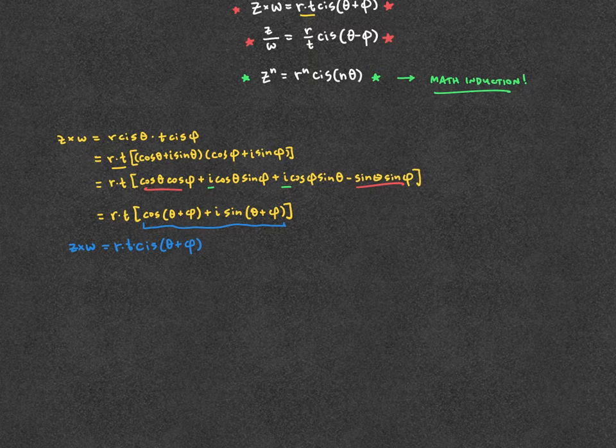All right, let's pick a different color. How about gray? Gray works for me. Let's work z over w. All right, so z was our cis theta.